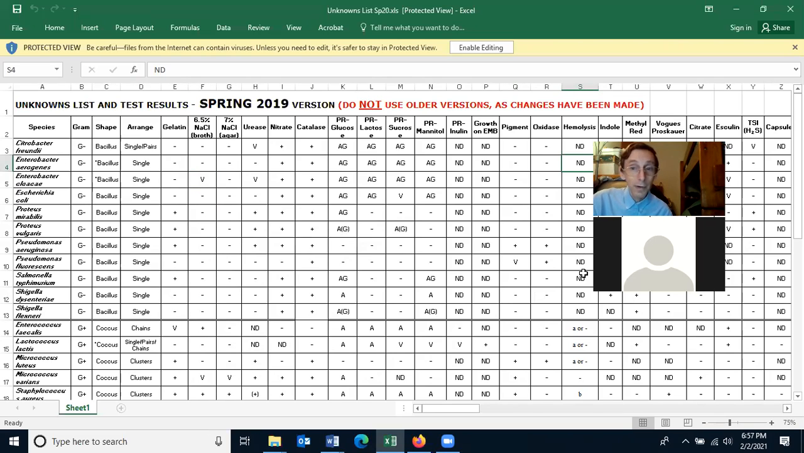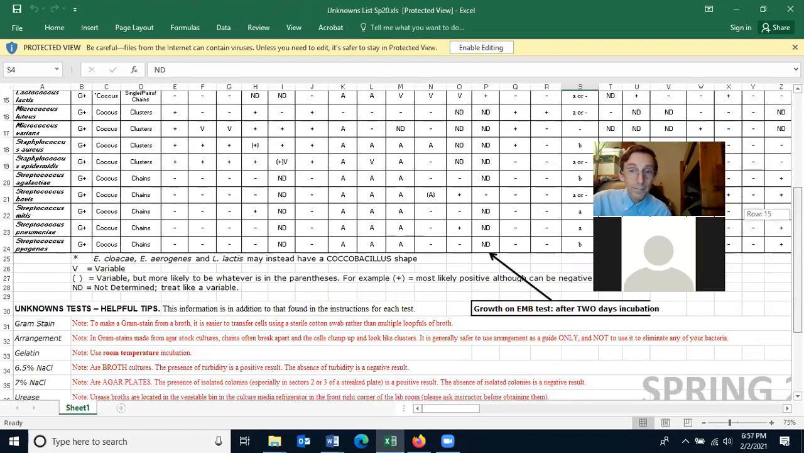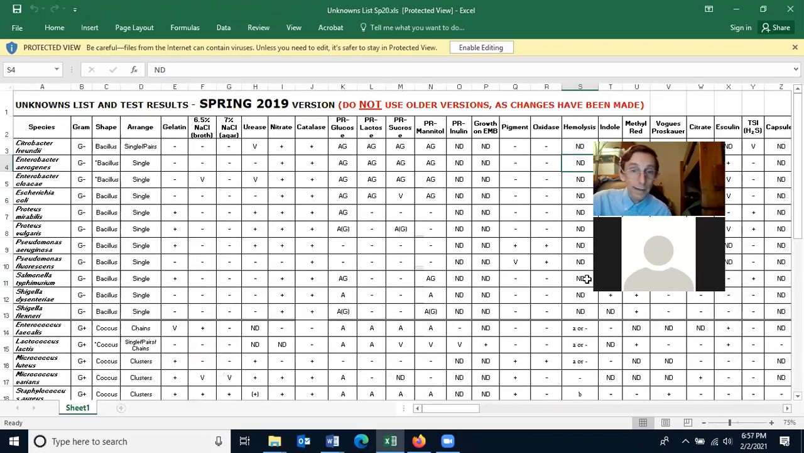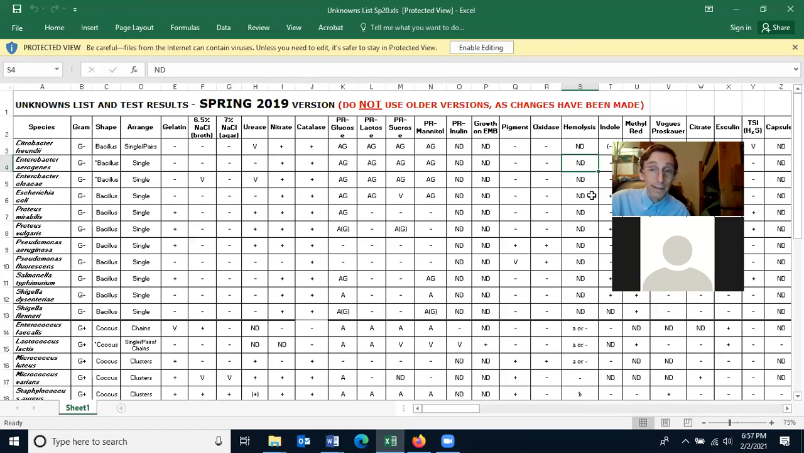So for example, if you're running hemolysis and your unknown is a gram-negative, I will give you the results, but it's going to be meaningless for a gram-negative, because none of them are gram-positive or gram-negative. Okay? Any question about that?